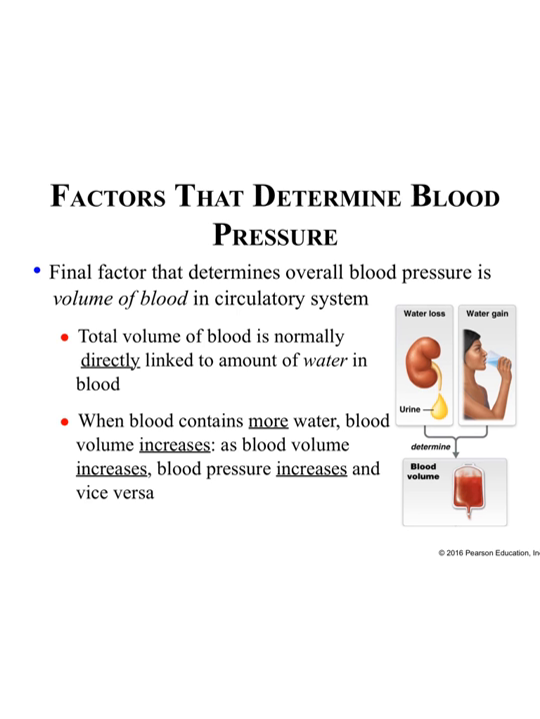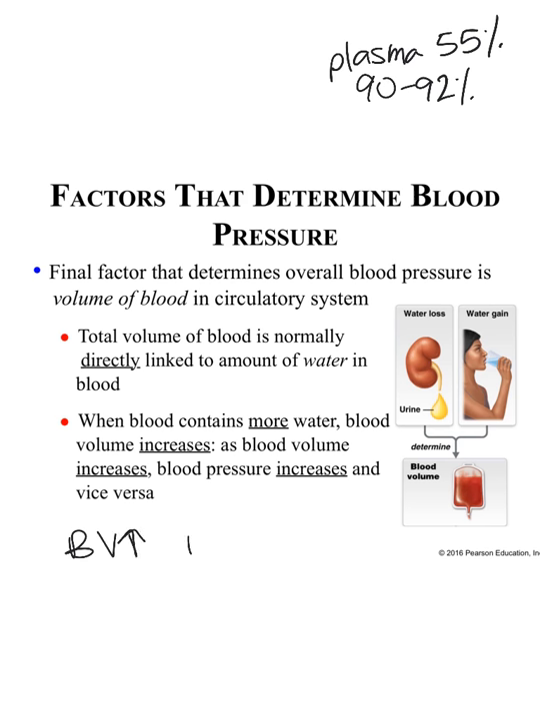So again, the final factors, we have resistance, we have cardiac output. The final thing is the amount of blood in the body. So the total amount of blood in the body is directly linked to how much water is in our blood. Remember that blood is typically about 90 to 92% water, or of the plasma, sorry. Plasma is 55% of blood. So out of the plasma, 90 to 92% of that is water. So when blood contains more water, person's well hydrated, then the amount of blood in the body increases. And whenever blood volume increases, that has a direct relationship with blood pressure. Blood pressure will increase as well.